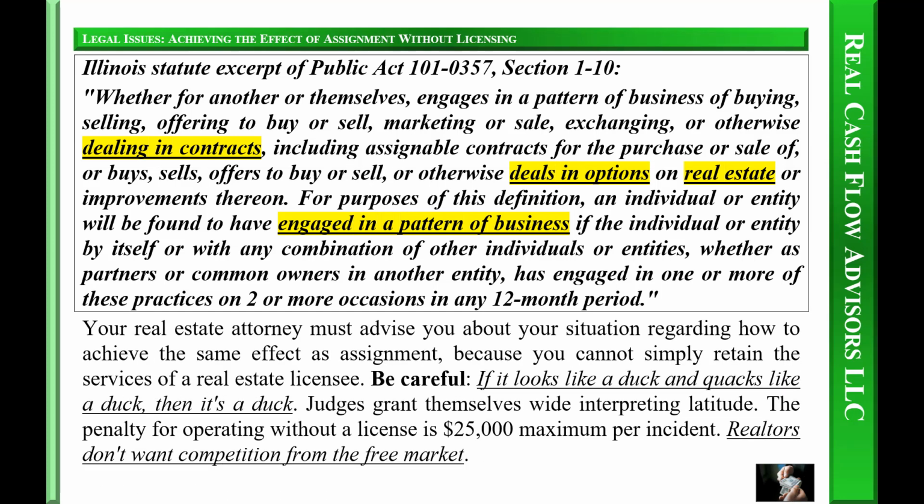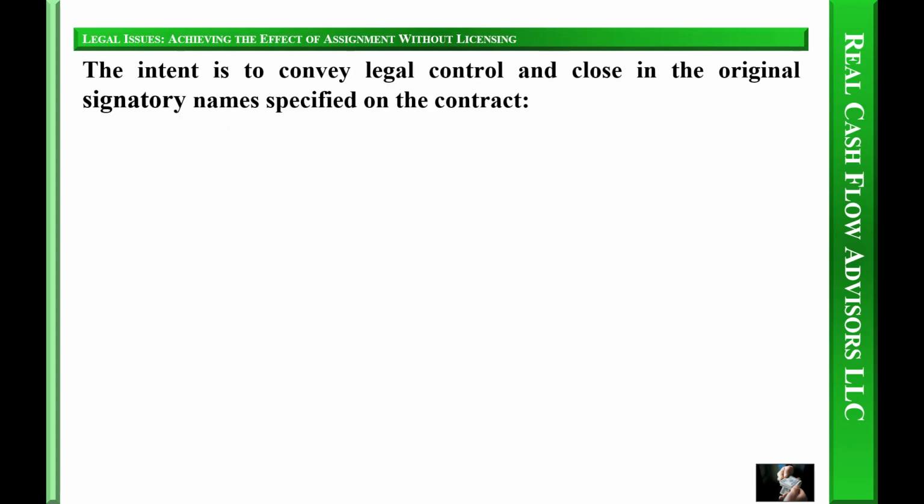Your real estate attorney must advise you about your situation regarding how to achieve the same effect as assignment, because you cannot simply retain the services of a real estate licensee. Be careful. If it looks like a duck and quacks like a duck, then it's a duck. Judges grant themselves wide interpreting latitude. The penalty for operating without a license is $25,000 maximum per incident. Realtors don't want competition from the free market. The intent is to convey legal control and close in the original signatory name specified on the contract.